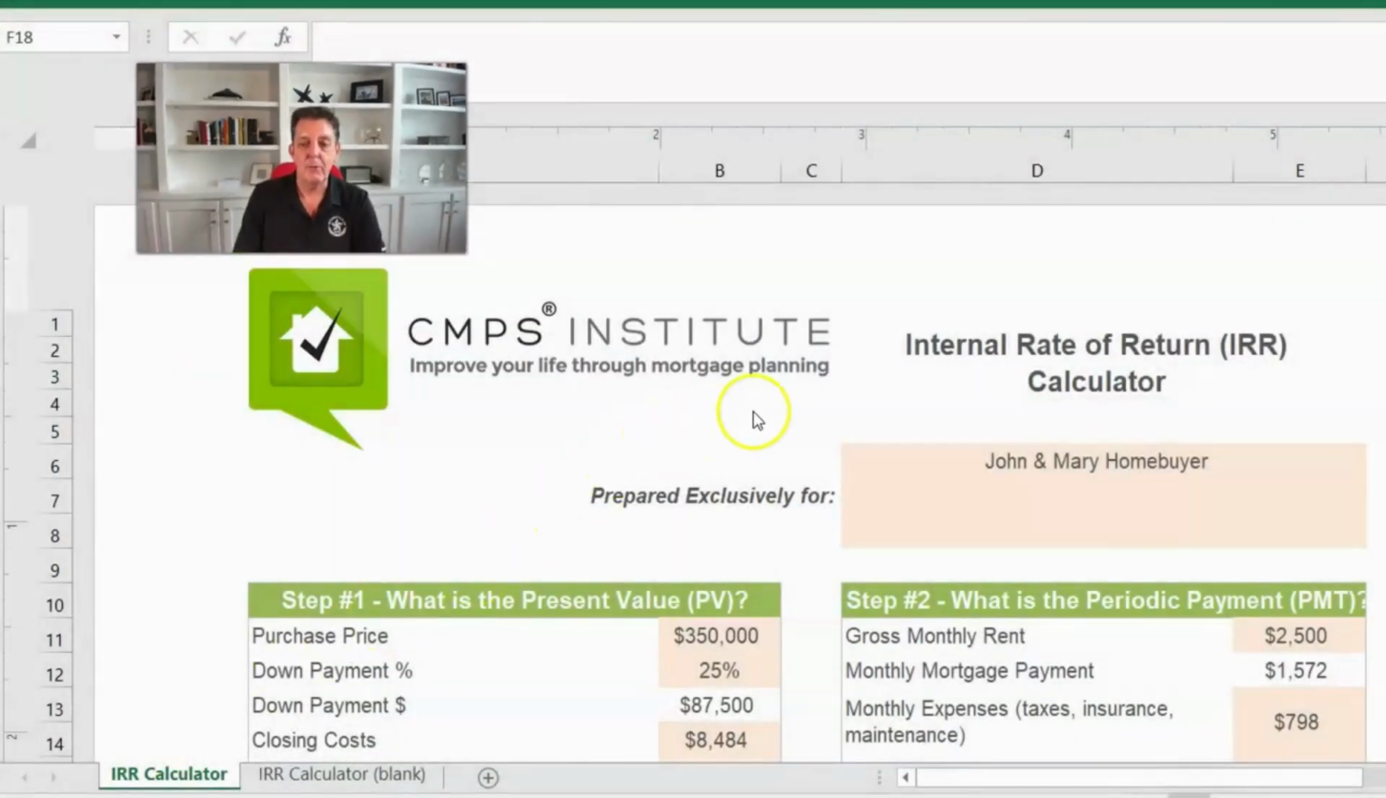And what I'm about to show you is a tool that most loan officers don't know how to use and never even share with their clients. It's an internal rate of return. Let me show you how this form works. You're going to love this as a tool to analyze potential rental property purchases.